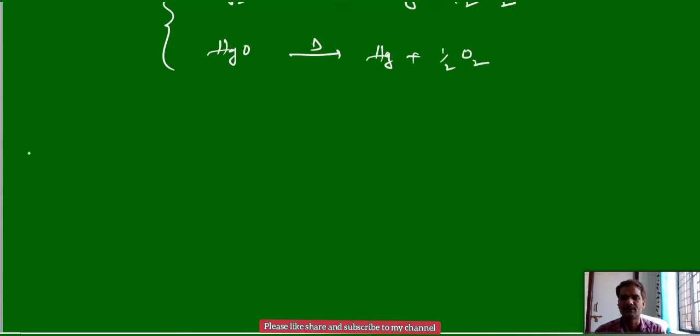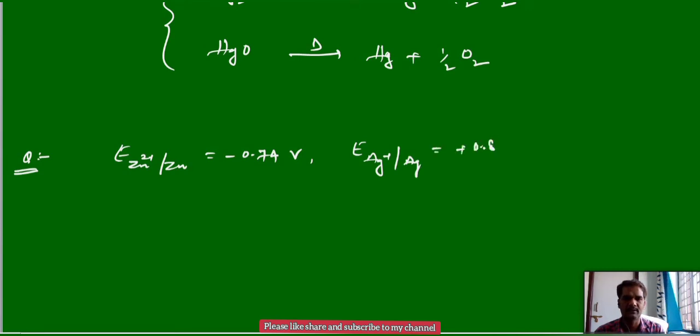Let me take a few questions here. The standard reduction potential of zinc is given as minus 0.74 volt, silver is given as plus 0.8. And what is the EMF of the cell? Find the EMF of the cell. If you construct a cell by using these two electrodes, what is the EMF?